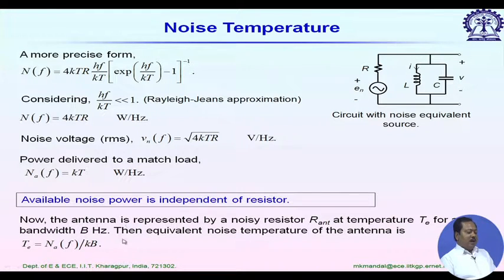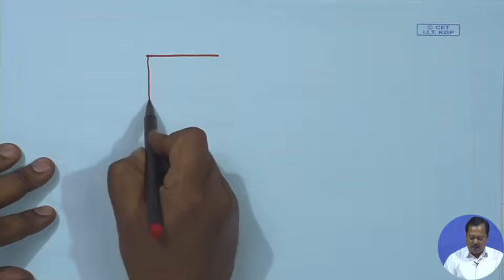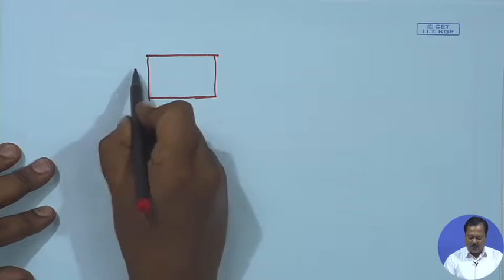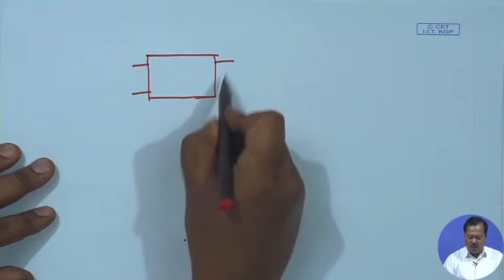Not just for an antenna, we can also define the equivalent noise temperature of any amplifier. So, let us say the previous example, or let me draw it again. We have one amplifier which is a 2-port network.